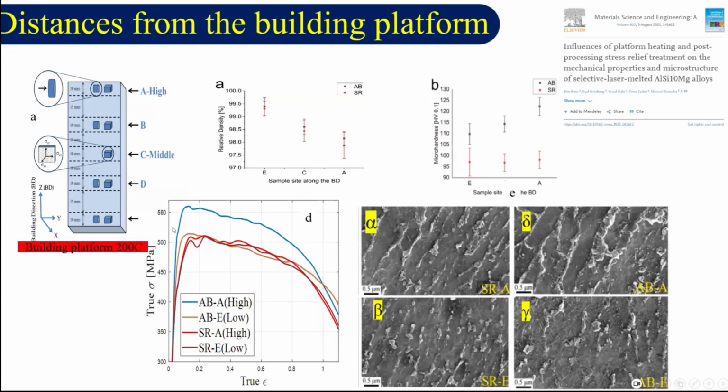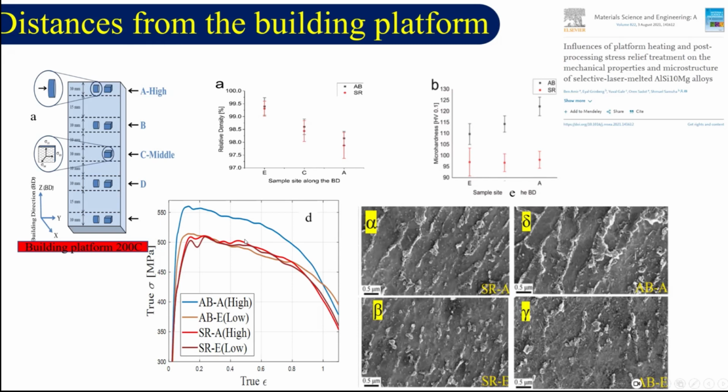Another thing that we did is we tried to characterize the difference between the heated building platform, the sample, the distance from the heated building platform, and compare it to stress relief treatment. We saw that as we go up, the density goes down, and the microhardness goes up as well. And stress relief treatment reduces the microstructure and levels things up.